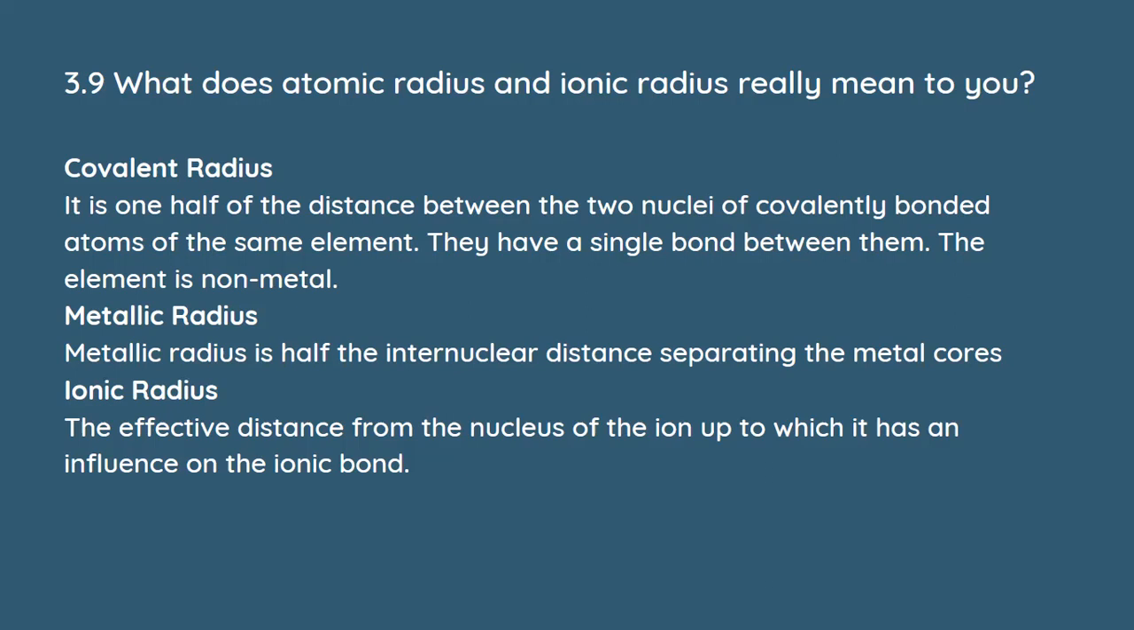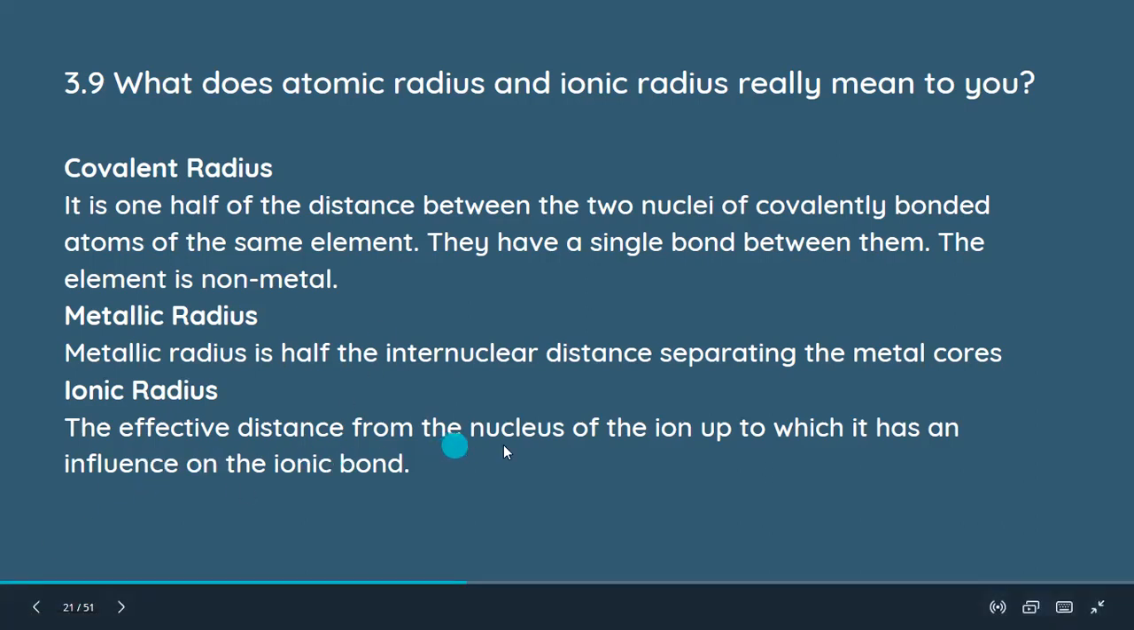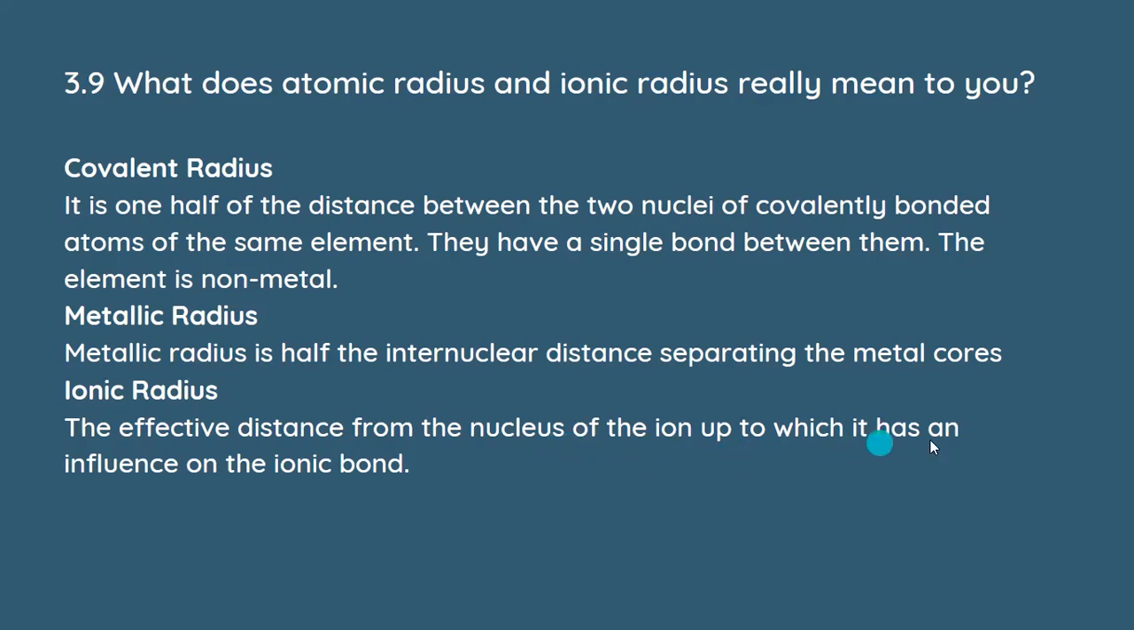Ionic radius. So what does it mean? The effective distance from the nucleus of the ion up to which it has an influence on the ionic bond. So the ionic radius is actually quite difficult to predict because the ionic bond is formed between two different elements. Unlike in covalent and metallic, where we had the same element, in the case of ionic, there are two different elements. So we can only predict it, and the radius is the effective distance from the nucleus of the ion up to which it has the influence on the ionic bond.